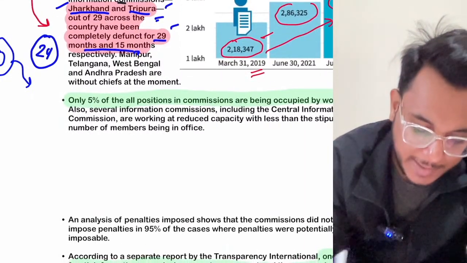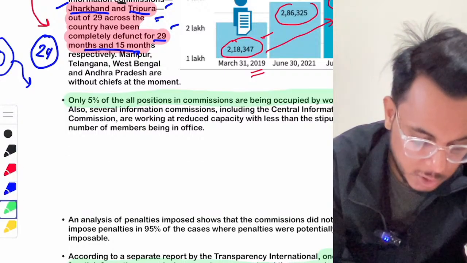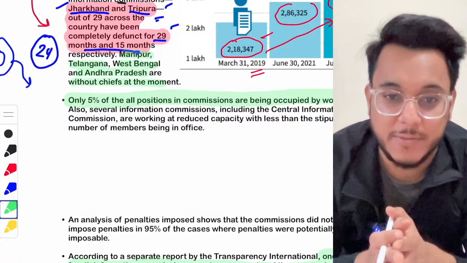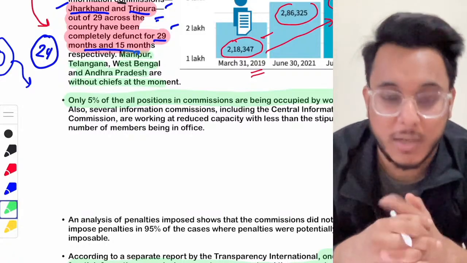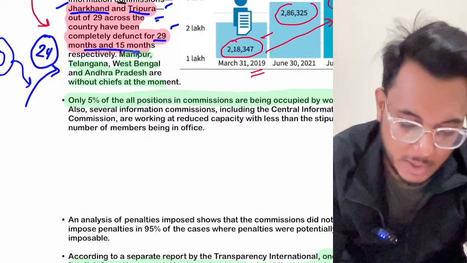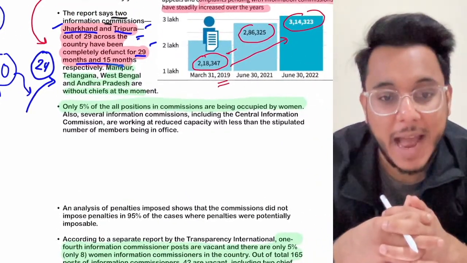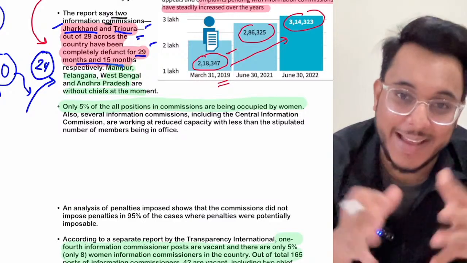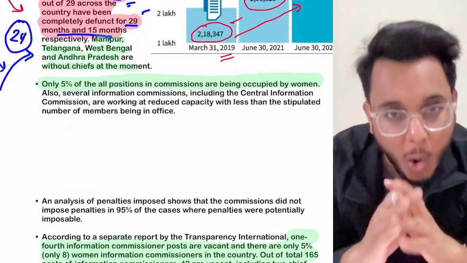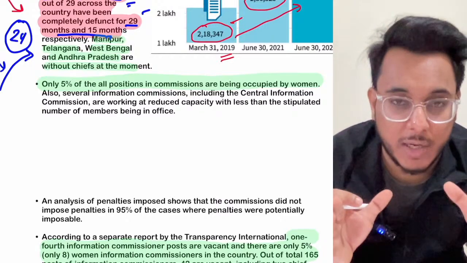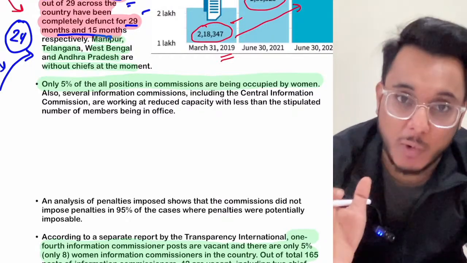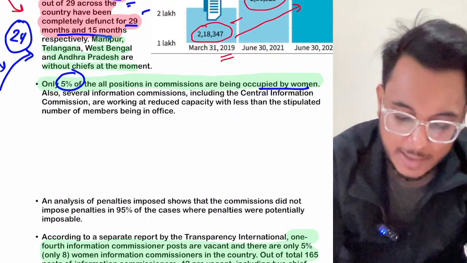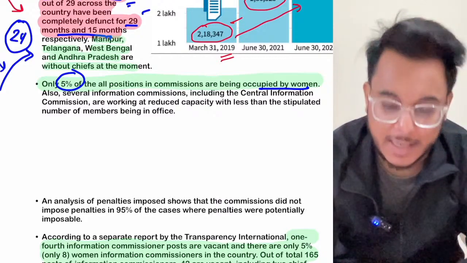Then it has been provided that other information commissions also, for example Manipur, Telangana, West Bengal, and Andhra Pradesh, are without chiefs. So the chief information commissioner is not there in these state information commissions. Then it has also been provided that very few women information commissioners are there in these bodies. Out of all the information commissioners in all the commissions throughout the country, only 5% of the positions are occupied by women. Is it clear or not? So this is something that is happening.